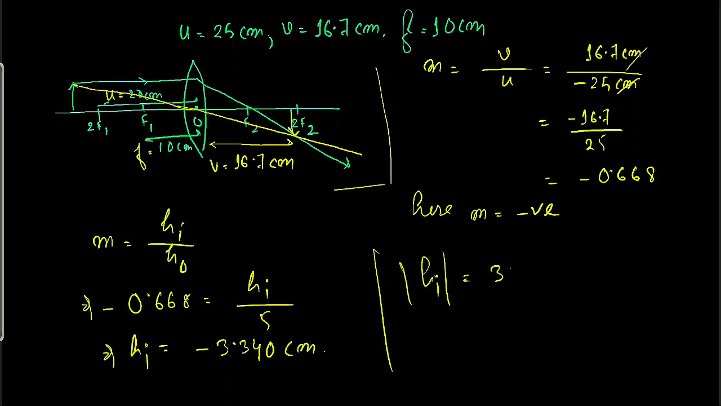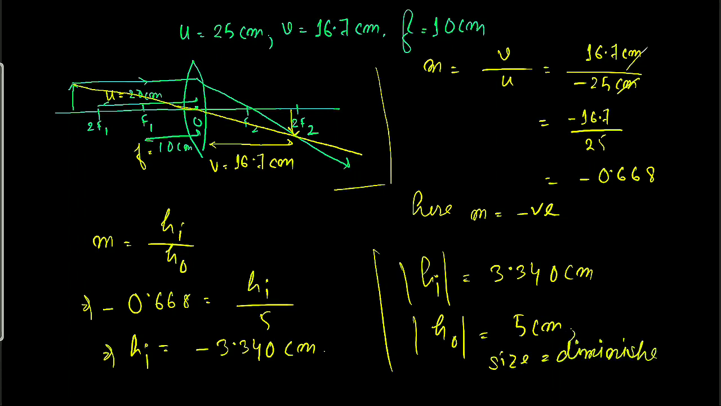But if I consider only the magnitude, the negative sign shall not be there: 3.340. What was the magnitude of the object height? It was almost 5 centimeter. That means we can say the size will be diminished. That is actually right. So this is all about this question.